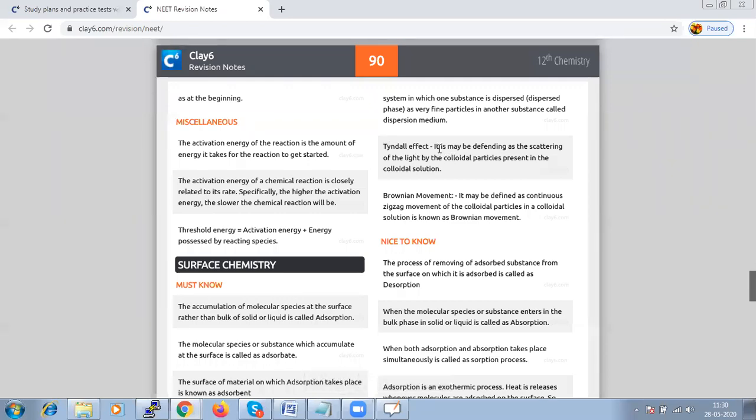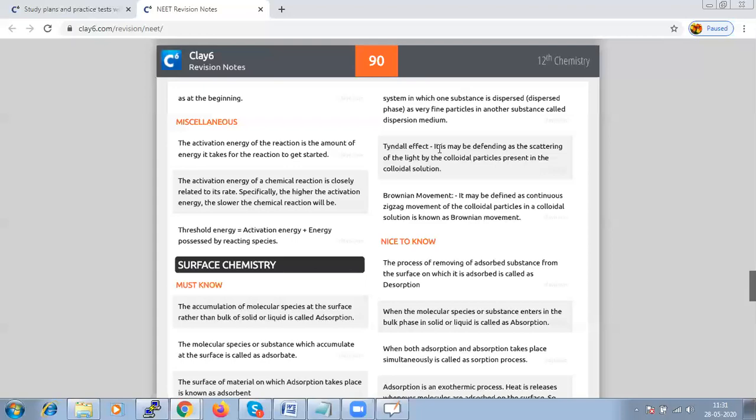The Tyndall effect is the scattering of light by the particles present in a colloidal solution when you view it at right angles to the passage of light. And of course, the color of your colloidal solution depends upon the wavelength of the light scattered by the dispersed particles, their size and nature, and the manner in which we view it.